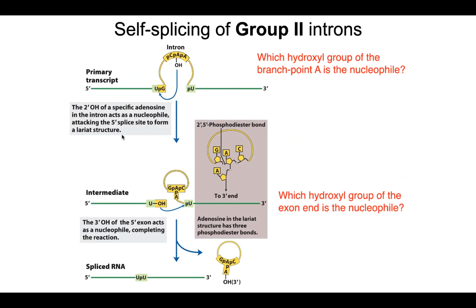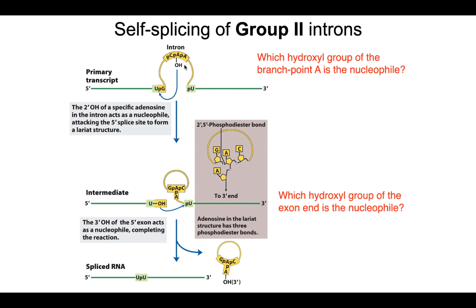Now, Group II introns are different than Group I introns in that they rely not on a free-floating guanosine nucleotide being held into a pocket. Instead, that hydroxyl group is coming from an adenine that is within the intron itself. And because that adenine is already involved in a phosphodiester bond, we can't use its 3' hydroxyl group. But fortunately, since it's RNA, it still has a 2' hydroxyl group. And so when I ask which hydroxyl group of the branch point A is the nucleophile, it's got to be the 2' hydroxyl group. So that A, the 2' hydroxyl group, is going to be the nucleophile. It's going to hit that phosphodiester bond, breaking it.